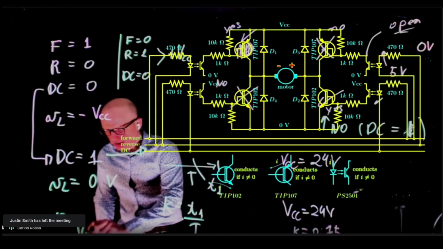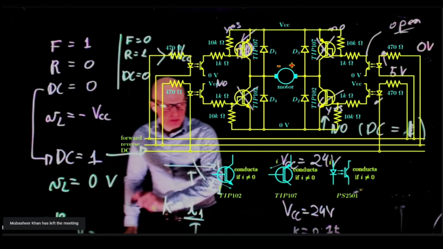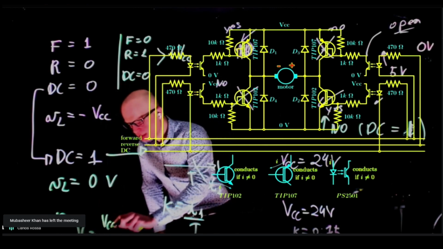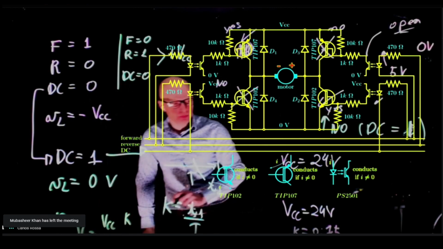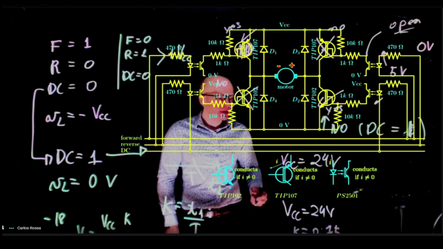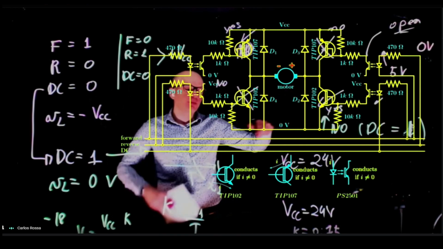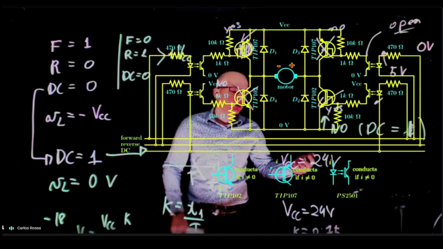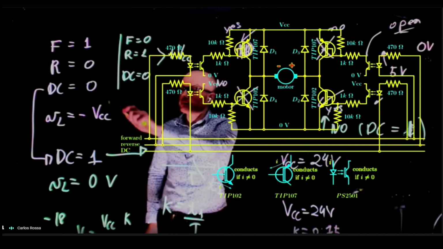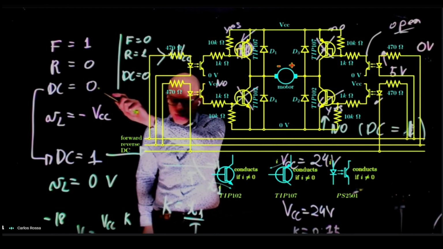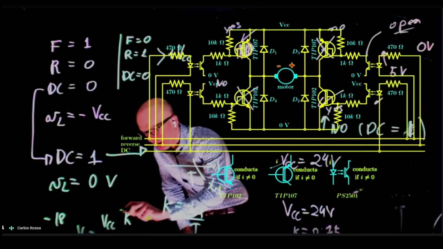You say that VA, the average, would be VCC times the duty cycle. That is correct, but there is a trick. The trick is that in this specific arrangement, for some reason, the manufacturer decided that the duty cycle is reversed. It conducts when the duty cycle is 0. So it would be then 1 minus K.